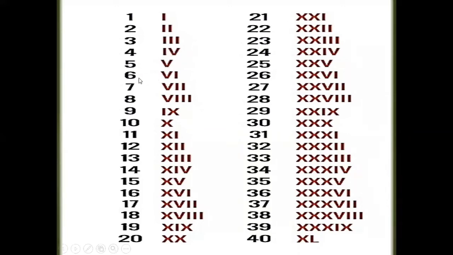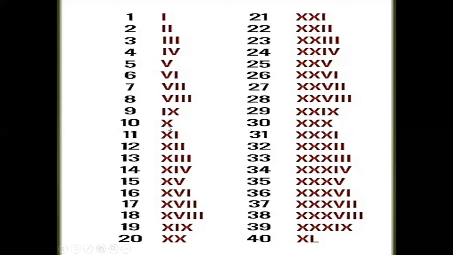5 is V. 6 is VI. This is rule number 2. Smaller one is added because it is on the right hand side. Then 5 plus 2 will become 7, VII. Then VIII, we'll be adding the values, will get 8. Again, we cannot repeat this I 4 times to make it 9. So that's why we are going to use the third rule, that is the subtraction rule. So we'll be putting I before X and it will become 9, because we are going to subtract this I from this X, that is 10 minus 1 will become 9.